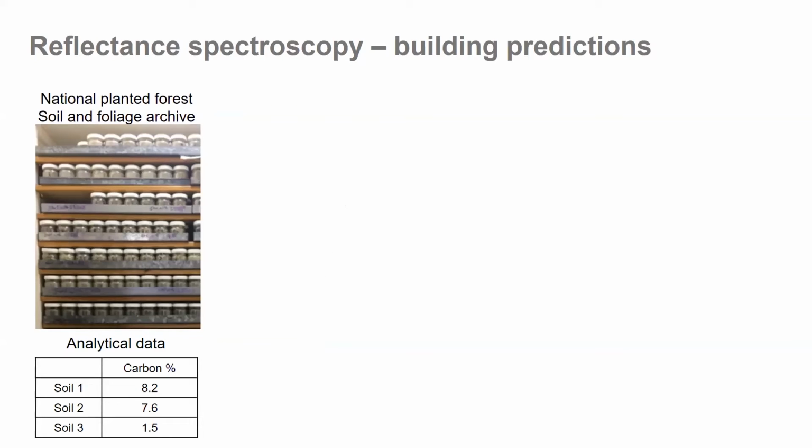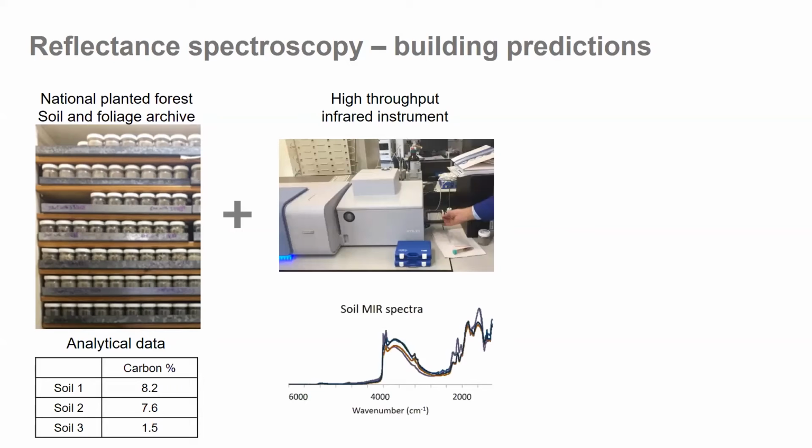How do we go about building soil and foliar chemical property predictions? We start with archived soil and foliar samples from our National Planted Forest Archive and associated chemical analytical data. For example, the percent of carbon within a sample. We then take the sample and measure it on a high throughput infrared instrument, which produces a mid-infrared spectra that is unique to that sample.